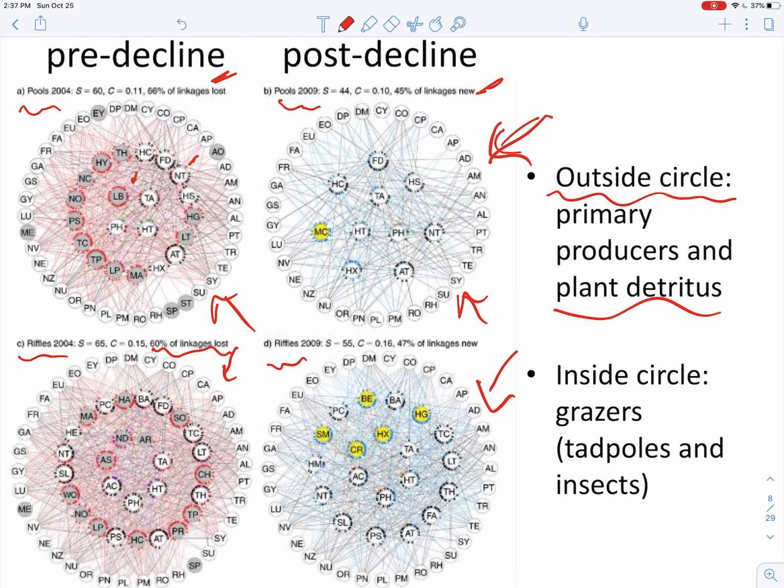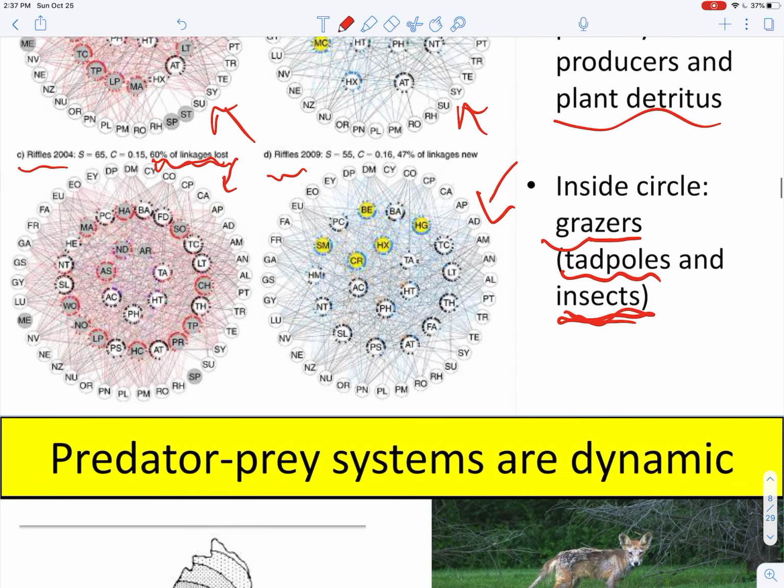So in riffles, we see that 60% of the linkages were lost, and 66% of the linkages were lost in pools, due to chytrid fungus. So the main point is that we can see some really large effects of disease on just a few species. Chytrid isn't necessarily affecting our insects, but it is affecting the tadpoles. And we can see breakdowns in food webs occurring due to disease.